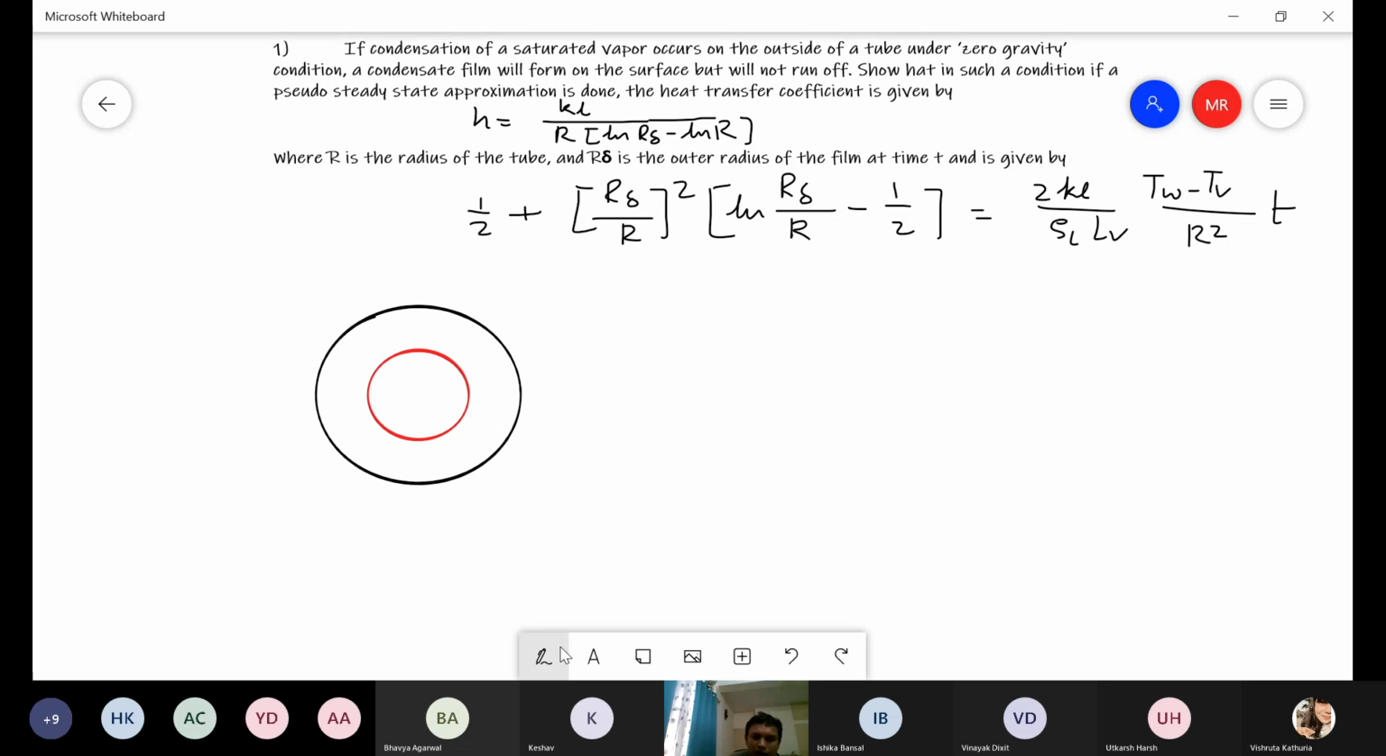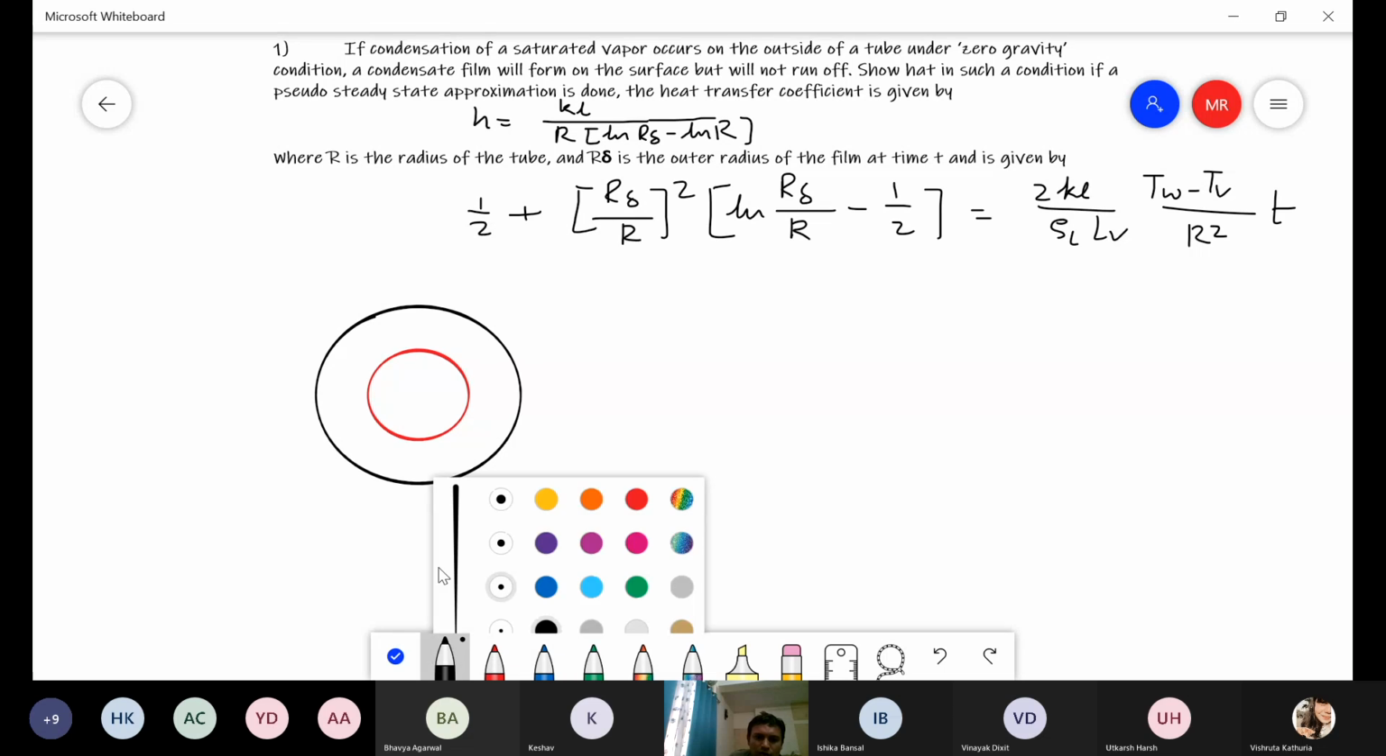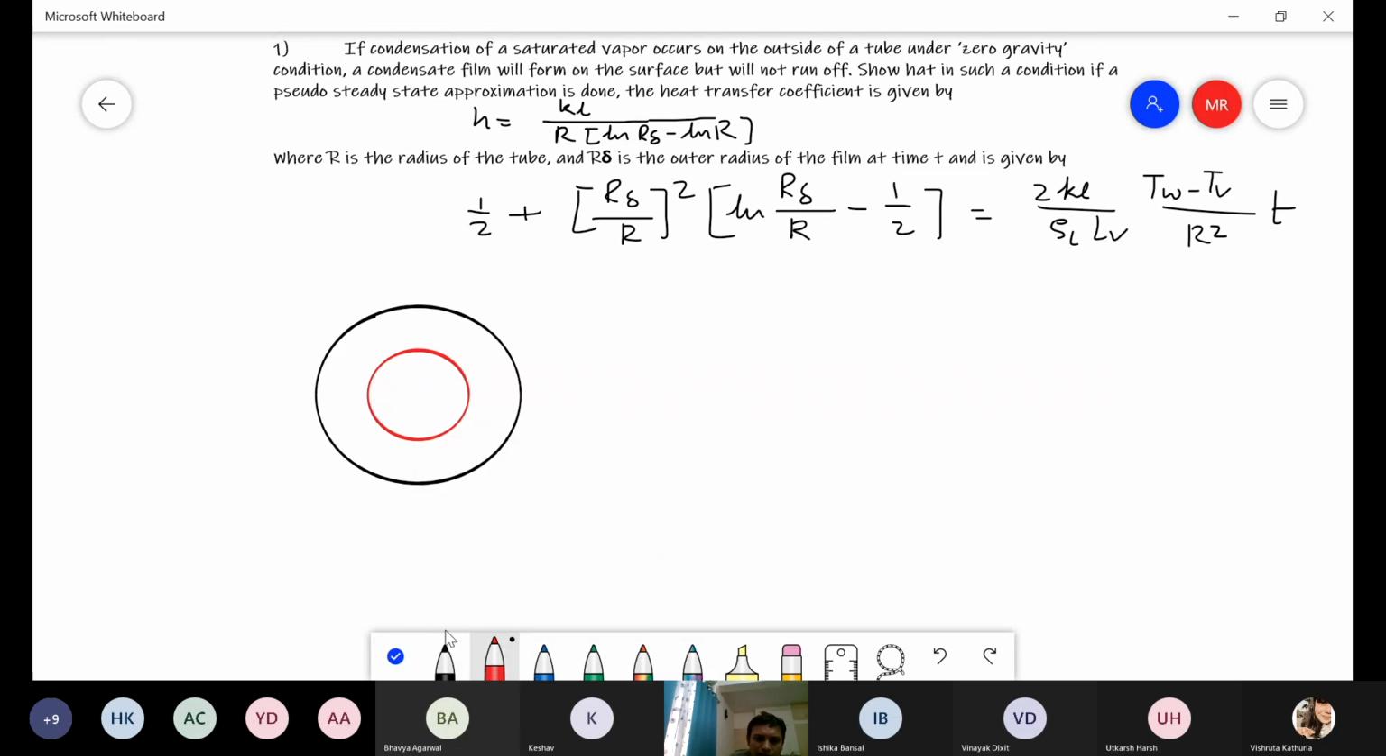So this is a tube. Again the radius of the tube is, let's say, R, and the radius of the outer layer is R delta, and the length of the tube, which is along the Z direction, where Z direction is perpendicular to the plane of the screen. So along that direction the length is L, isn't it? Okay, that is what has been given.